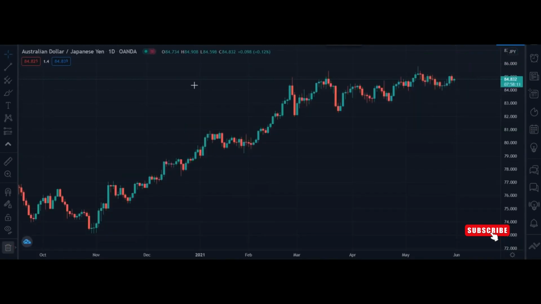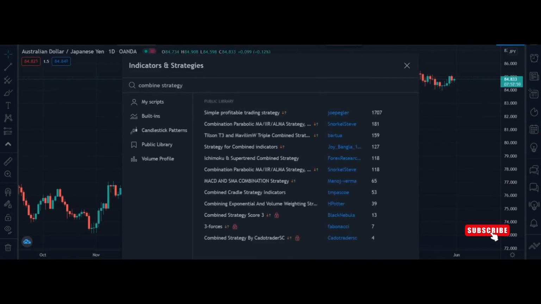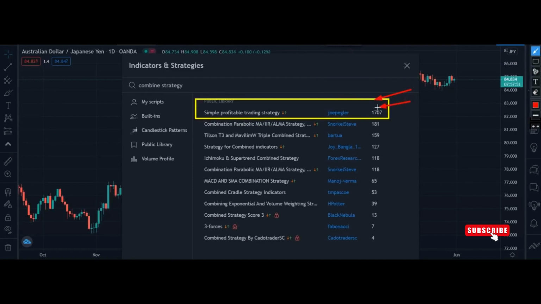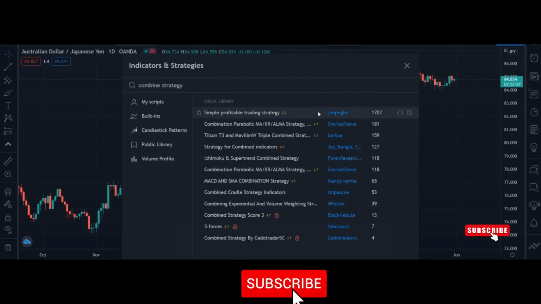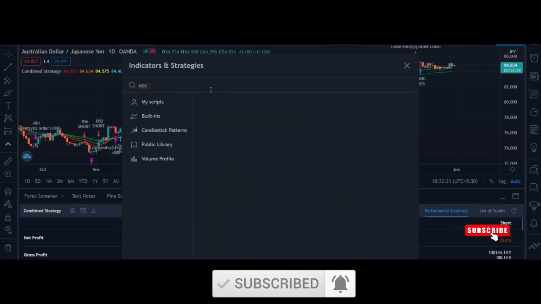So let's know how to set your setup. You have to search combine strategy in search box. Second, you have to search OCC alert in search box.